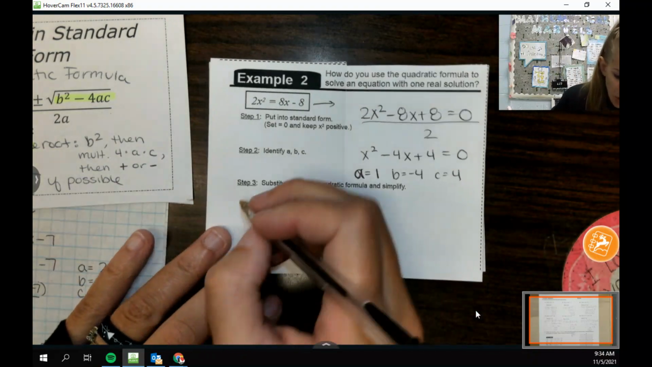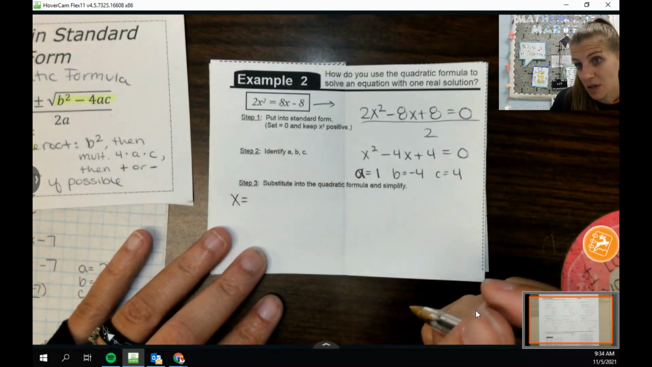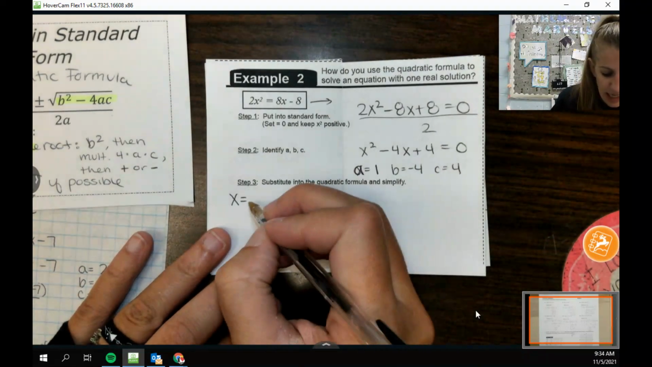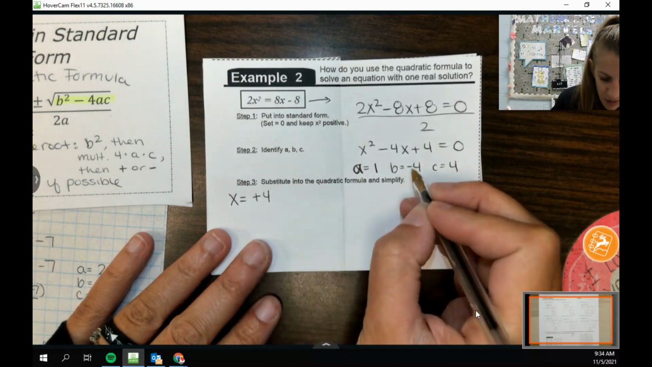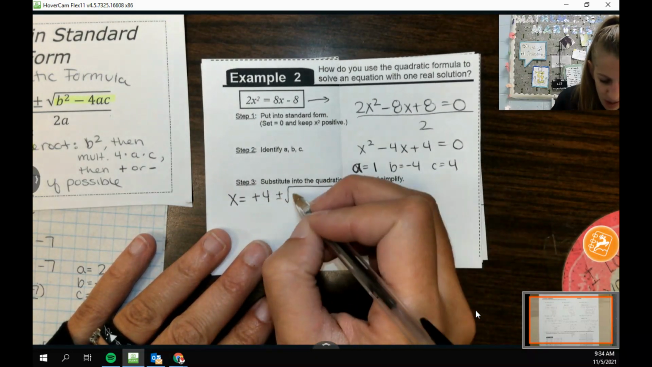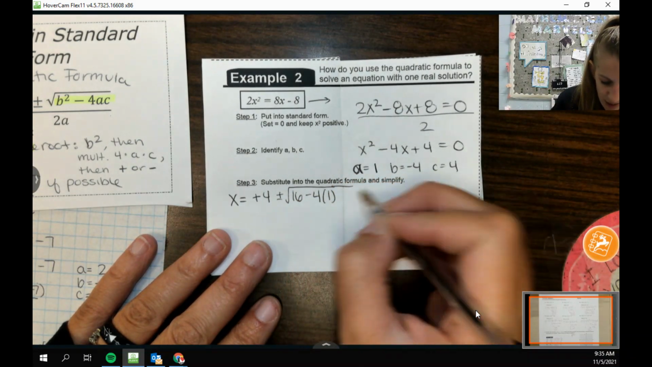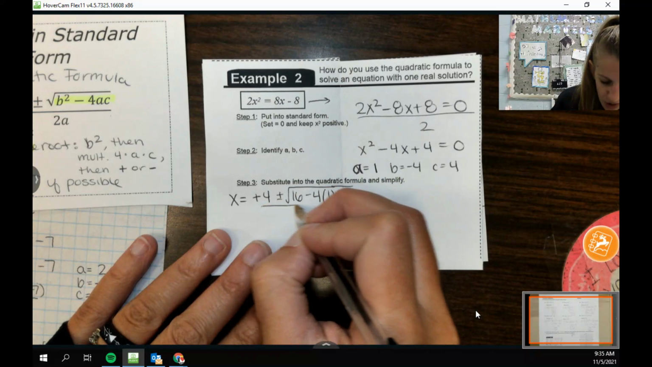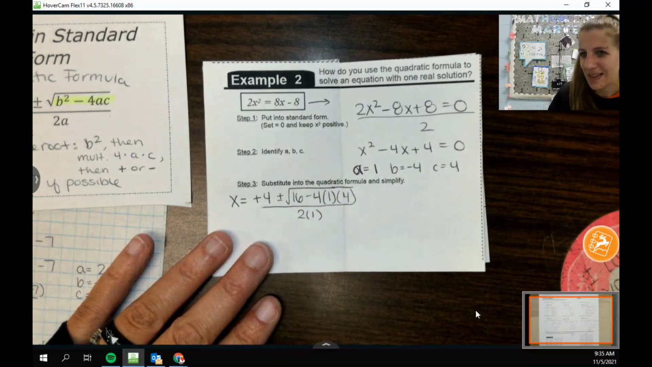Okay. So again, I might be able to factor this. I'm just going to use the quadratic formula so that we can practice. So x is equal to -b. Oops, that's going to be +4 plus or minus the square root of b squared minus 4ac all over 2a.